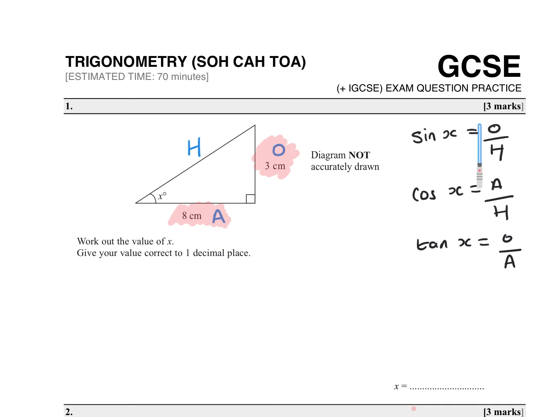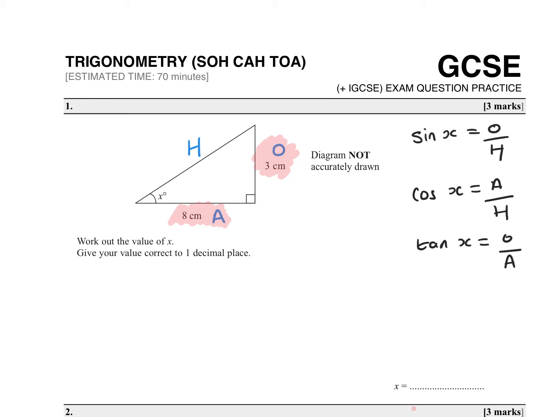I have a look at all my formulas. Which one has A and O in them? Tan. It has O over A. So that means this is the formula I'm going to use. Alternatively, if you write SOH CAH TOA, just look for the one with O and A. And that is tan, isn't it?